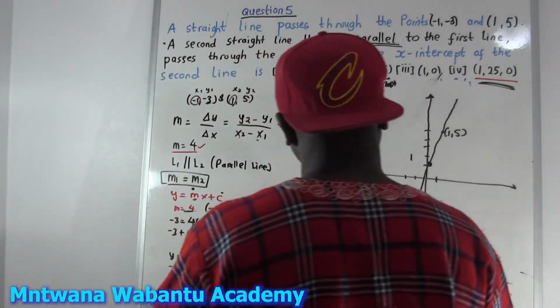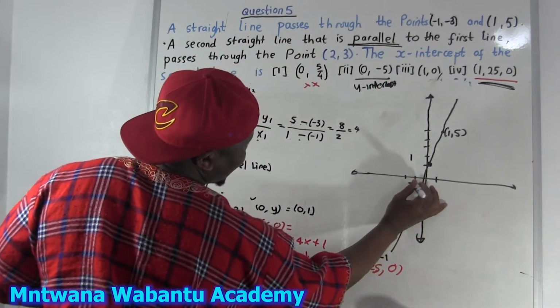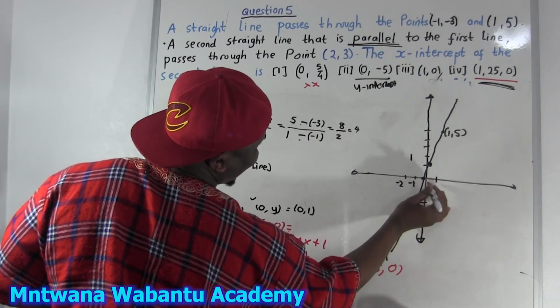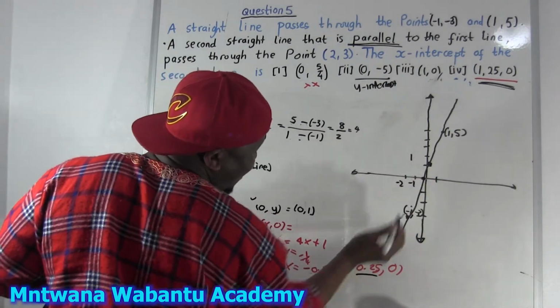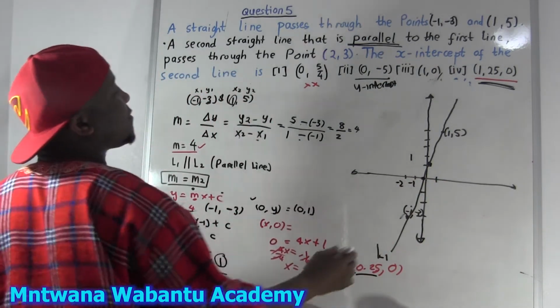So it makes a lot of sense, because look, if this is negative 1, this is negative 2, here it makes sense: negative 0.25, before negative 1. It makes a lot of sense.